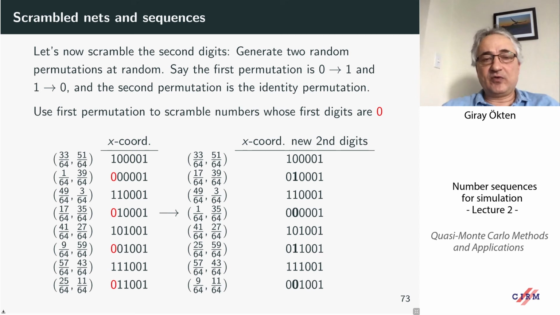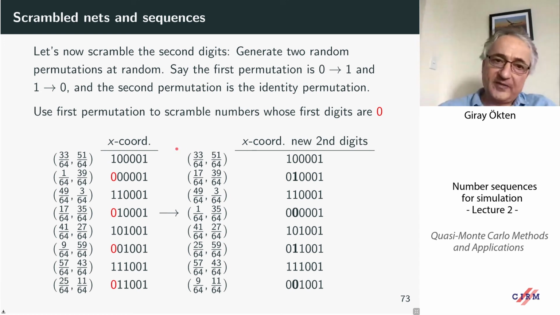Now we move on to the second digits, which is going to be a little more complicated. In this case, we need 2 random permutations. Okay, generate 2 random permutations at random. Let's say the first permutation is the one that flips the digits, and the second permutation is the identity permutation. Use the first permutation to scramble the numbers whose first digits are 0.